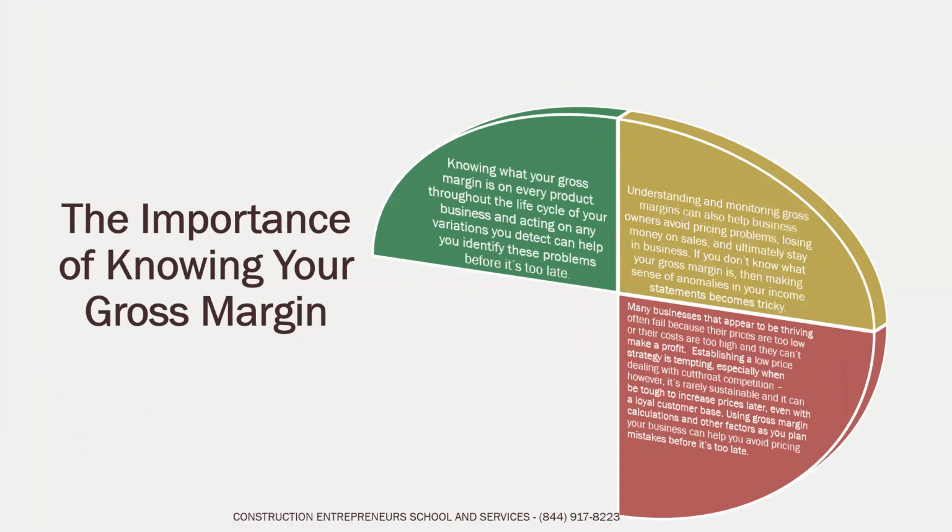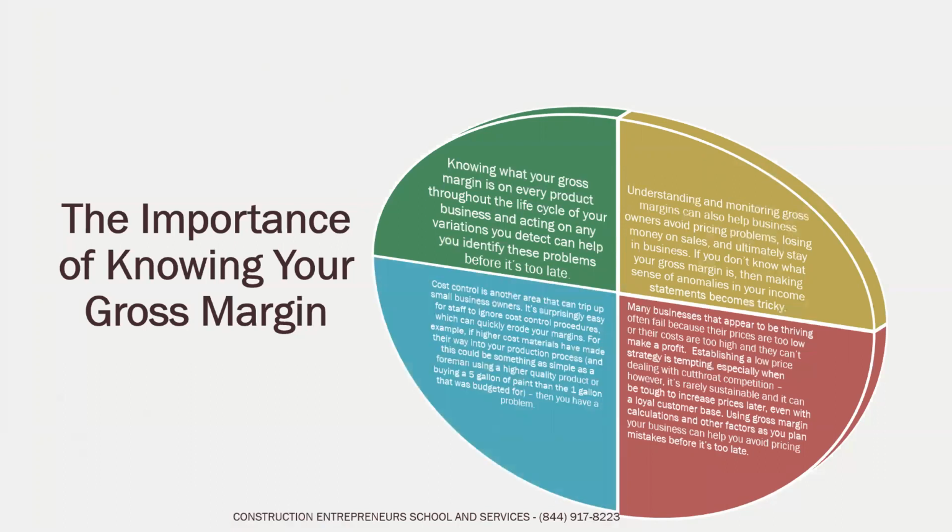Many businesses that appear to be thriving fail because they're charging too low. They're not making enough money. They're not even making profit. Establishing a low price strategy is tempting. Everyone wants to charge the next lowest price than the competitors. But dealing with cutthroat competition is rarely sustainable and can be tough to increase price later, even with a loyal customer base. Know that. So using gross margin calculations and other factors as you plan your business can help you avoid pricing mistakes before it's too late. This also falls under the category of cost control.